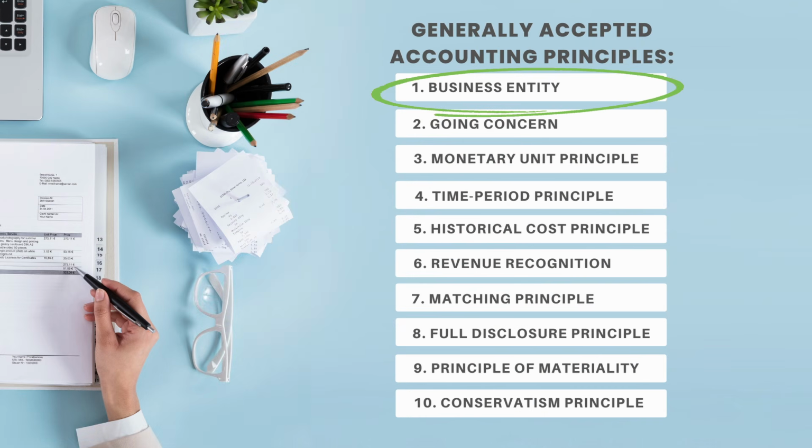All right, so the first one I'm going to talk about is the business entity assumption. That just means that the business finances need to be separated from the personal finances. So the business needs to be its own separate entity. You probably know this as a bookkeeper. You probably have clients who occasionally try to mix personal funds and business funds, and you give them a little slap on the wrist and say, that's not okay.